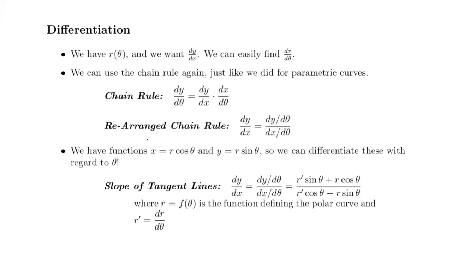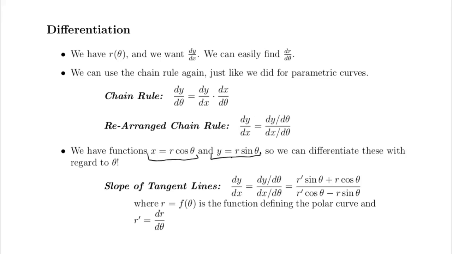We do have that x and y are written as functions of r's and thetas, though, and r is a function of theta. So we really do have that x is a function of theta and y is a function of theta. It's just that they take these forms instead, where r can change, right? That's just going to be whatever's defining the polar curve.